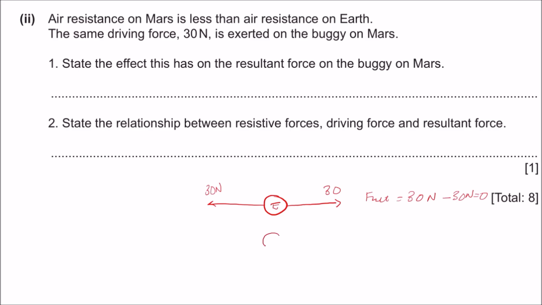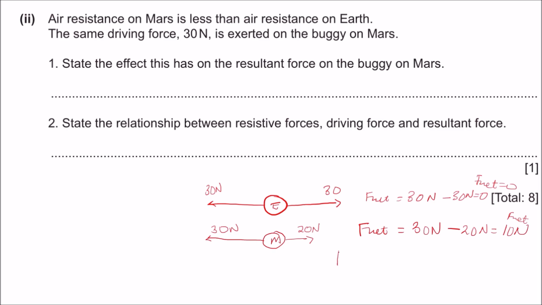Now, let's go to Mars. We expose it to the same driving force of 30 newtons, but the air resistance becomes less, meaning the opposing force is less. For argument's sake, I'm going to say it's 20 newtons. So what will be the net force in this particular case? The net force will be 30 newtons driving force minus 20 newtons opposing force to give us 10 newtons. So on Earth, the net force is 0. On Mars, the net force is bigger than 0.